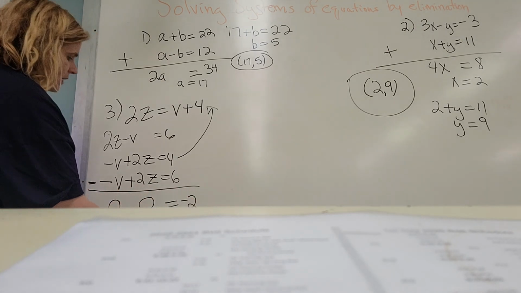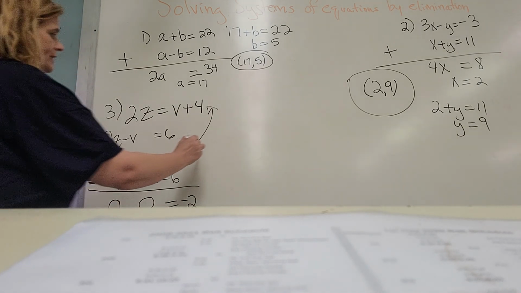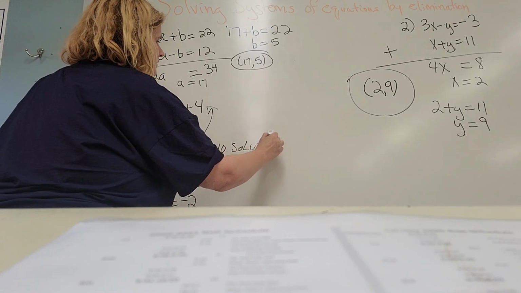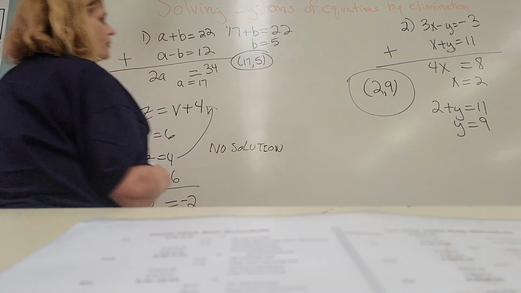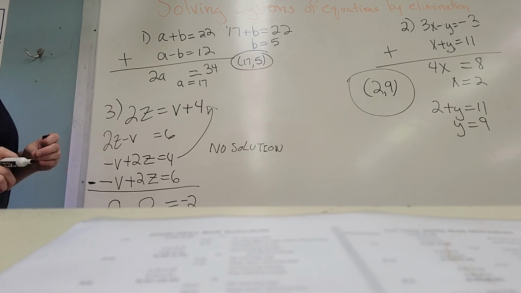This would be 0 equals negative 2. Since that is not a true statement, that means there is no solution here. These lines are parallel and there is no solution. So remember, if the coefficient is the same sign, you subtract. If they're opposite signs, you add.